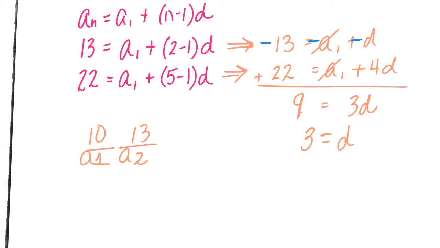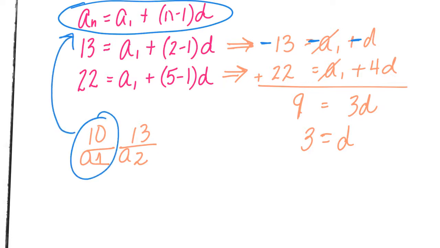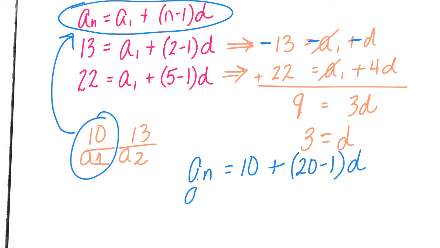And again, the question says find the 20th term of the arithmetic sequence. So if I continue to solve all this, the first term is 10, the common difference is 3, and I can put all of this back into this equation to find the 20th term. A sub n is equal to 10 plus 20 minus 1 times the common difference. Sorry, I forgot to put in the common difference there. Remember, the common difference was 3.